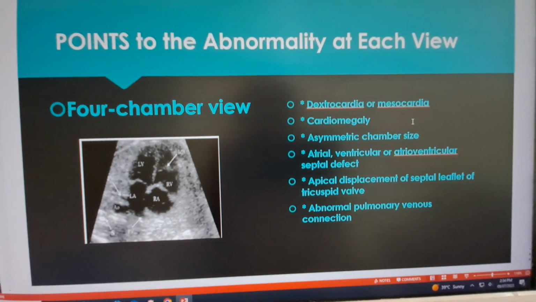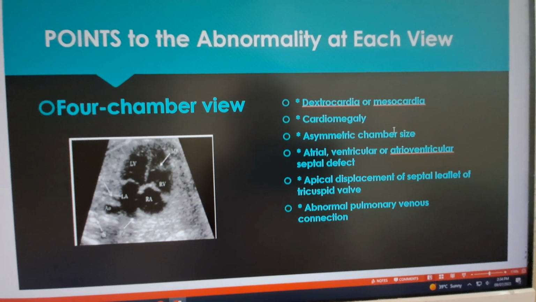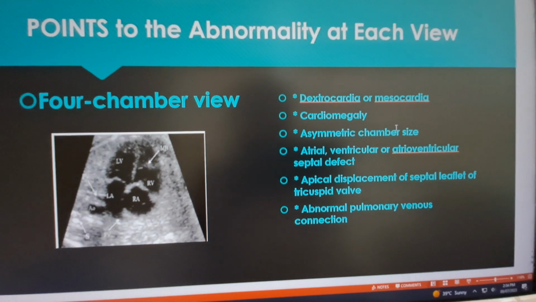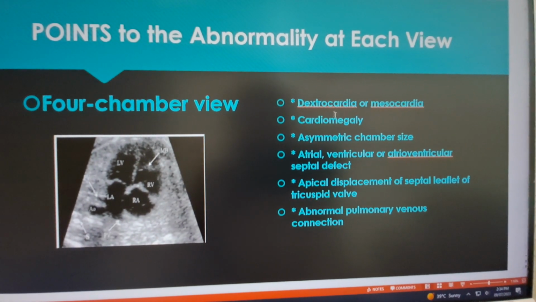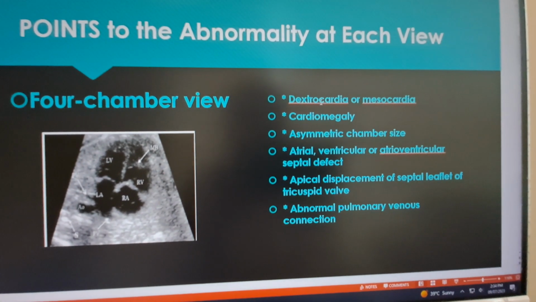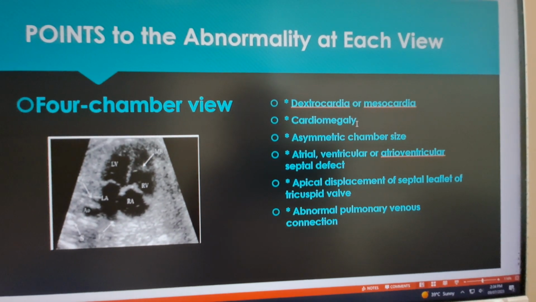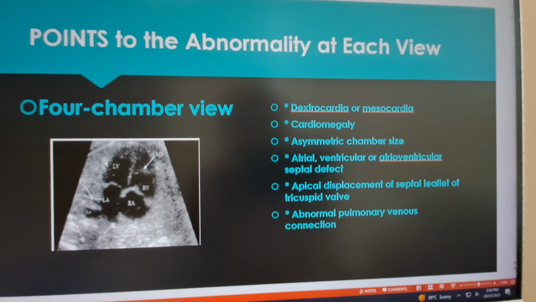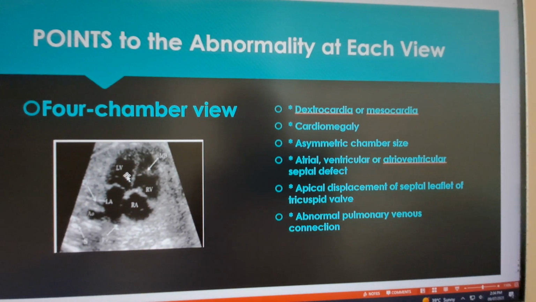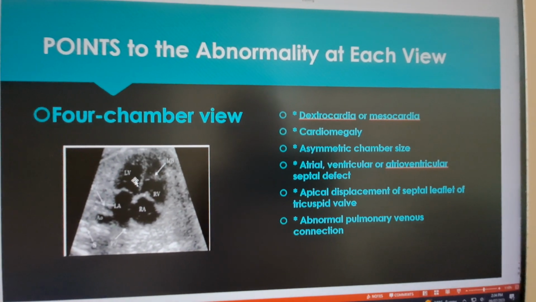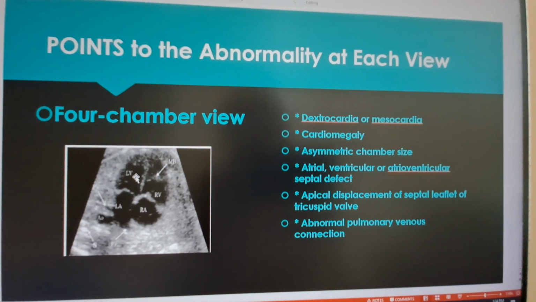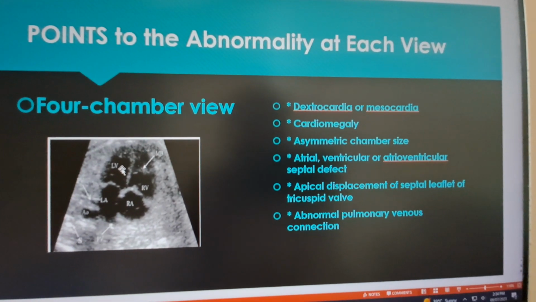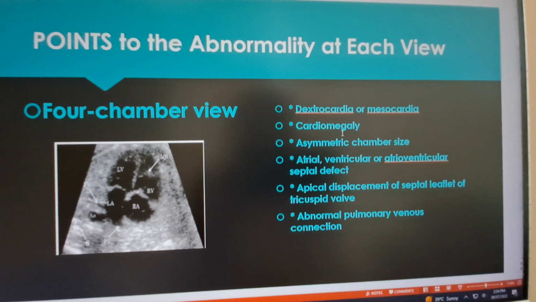If the position of the heart is not on the same side as the stomach, or has changed from left to right, you can exclude dextrocardia or mesocardia. You see the size for cardiomegaly. You compare the cardiac circumference and the chest circumference of the baby, and if the ratio is more than 0.5, it means an increased size of the heart.